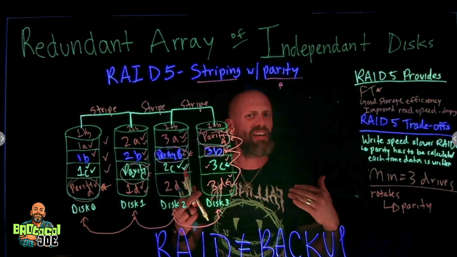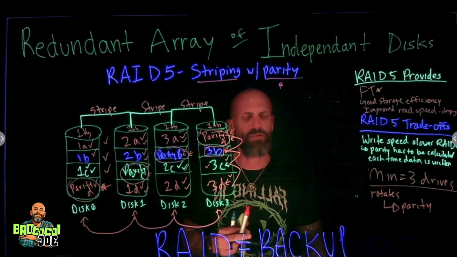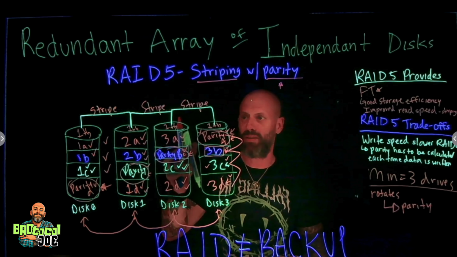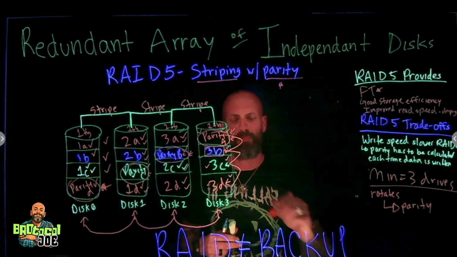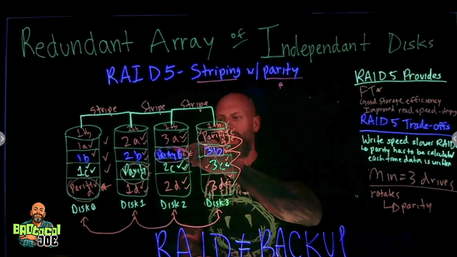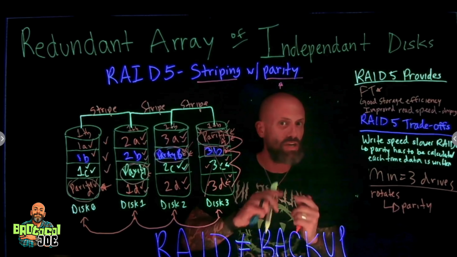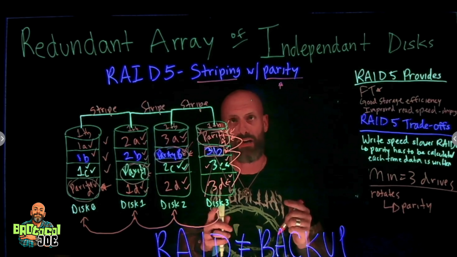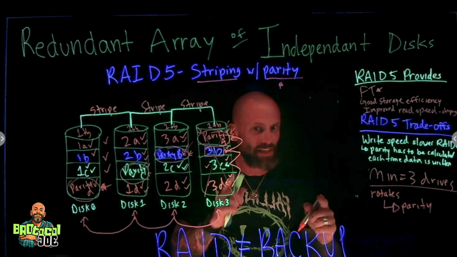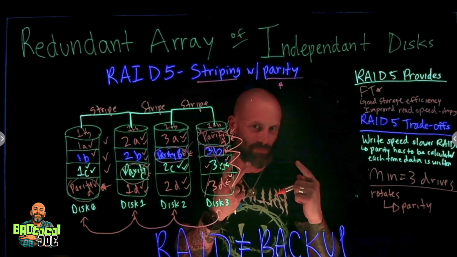RAID 5 is not as challenging as some people try to make it out to be. It is just like RAID 0. You're striping the information, but it has the puzzle piece parity that if you lose 1 drive, the parity can help rebuild the drive so your information stays up and running the entire time. All right, RAID 5 striping with parity. Next is going to be RAID 6 with 2 times the parity.